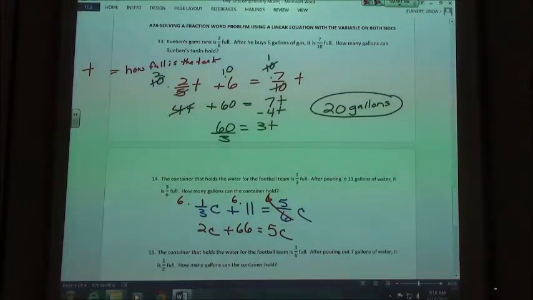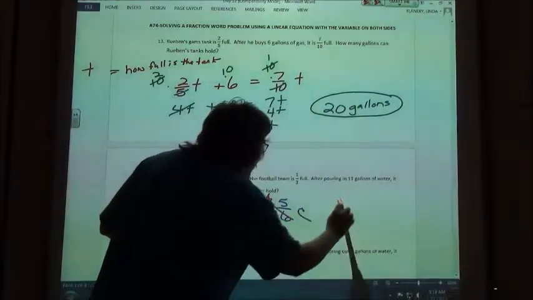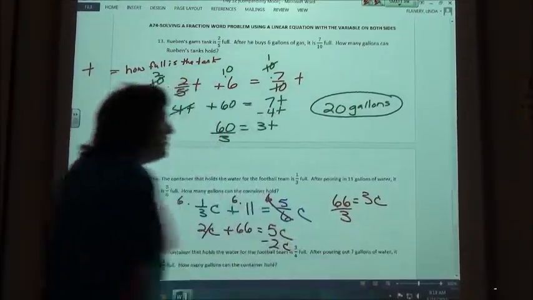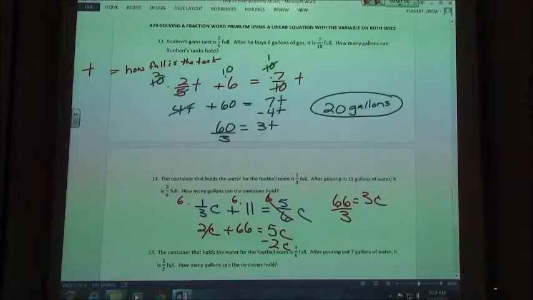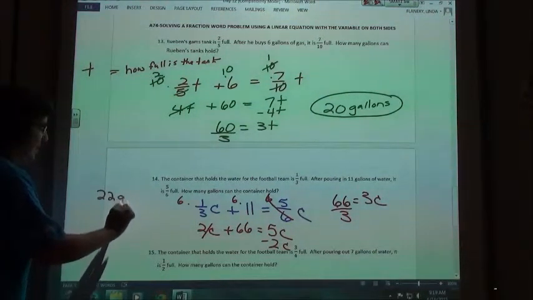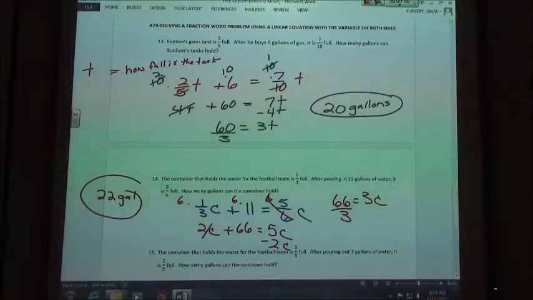And so we're going to subtract our 2C. 66 is going to equal 3C, and when we divide by 3, our answer is going to be 22 gallons.